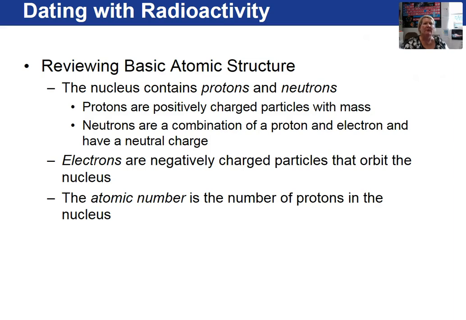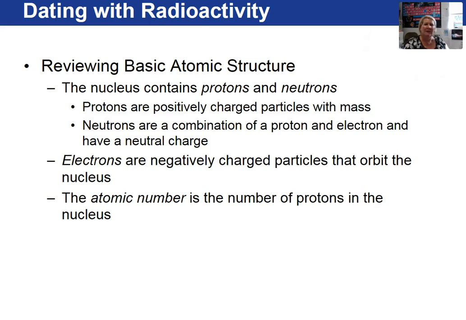Let's start with a review of the atom. Remember, the nucleus contains protons and neutrons. That's where the mass of the atom exists. Protons are positively charged, neutrons are neutral. The electrons are very small in mass compared to protons and neutrons. However, they definitely have a charge, and that is negative.